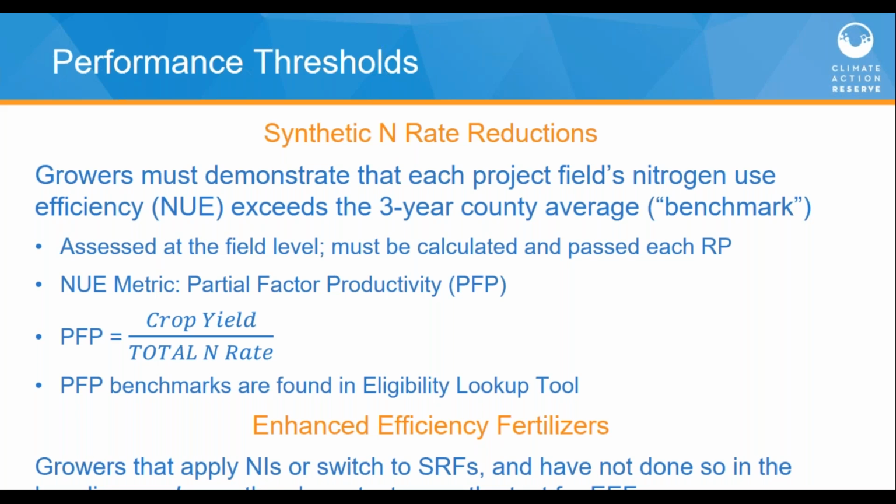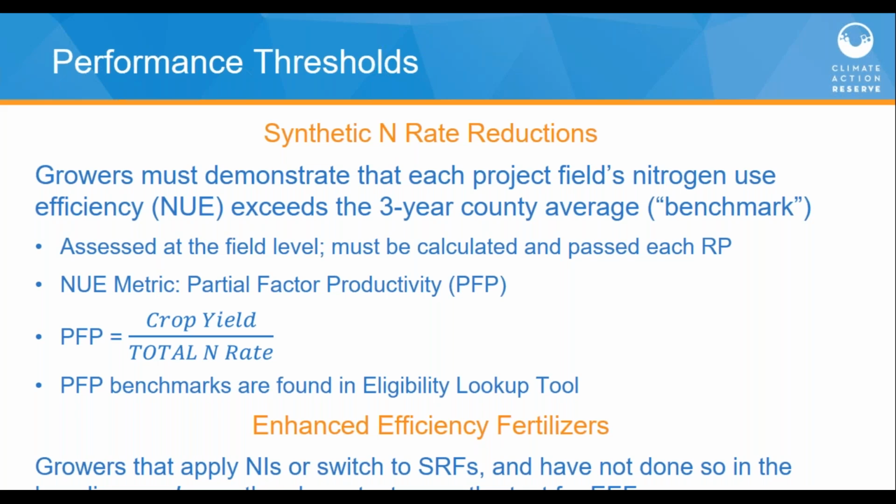So this is assessed at the field level and must be calculated and assessed each reporting period. The nitrogen use efficiency metric that the Climate Action Reserve is using in version 2.0 is termed the partial factor productivity, or PFP. This is one of the simplest, if not the simplest, metrics for nitrogen use efficiency, and is simply calculated as your crop yield divided by your total N rate.